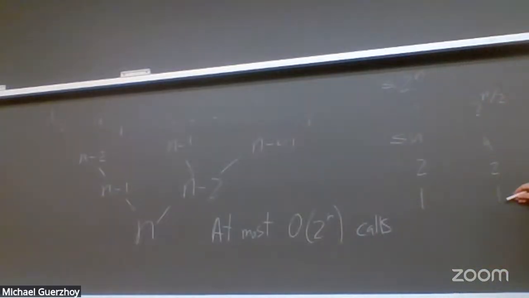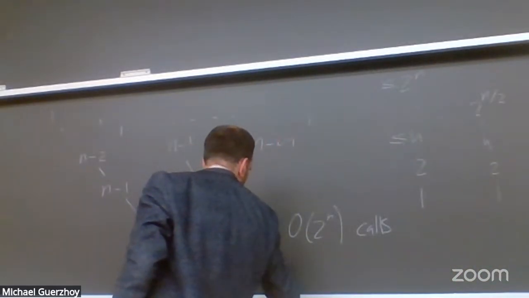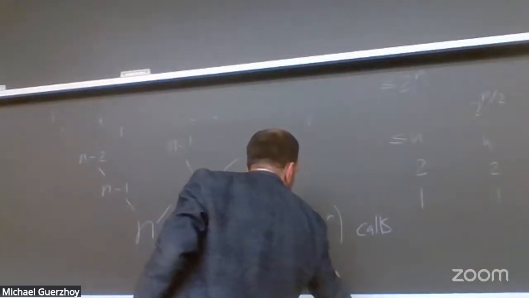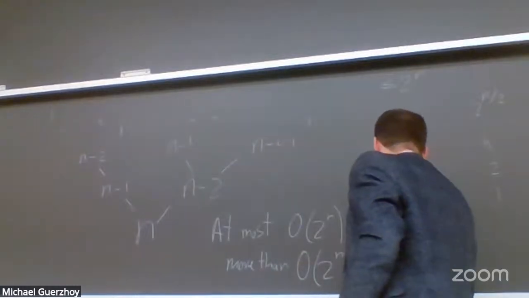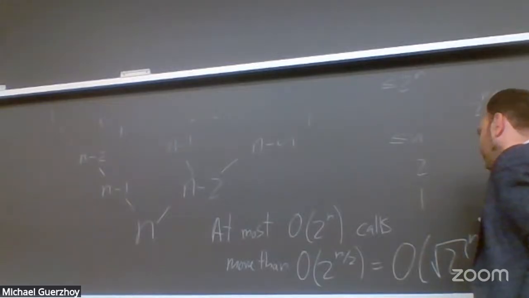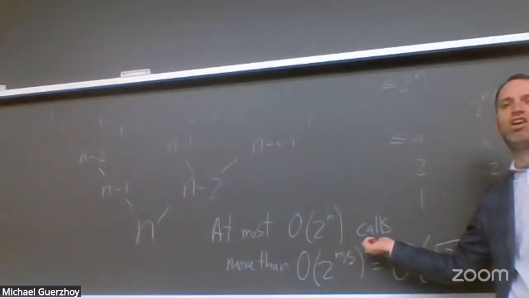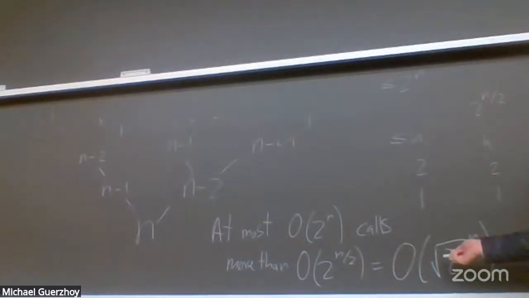So what's the sum of those? From 1 to 2 to 4 and so on to 2 to the n/2. Well, that's approximately 2 to the n/2. And this is square root of 2 to the n, because 2 to the power 1/2 is square root of 2. So this is like O of square root of 2 to the n. So this is a lower bound.